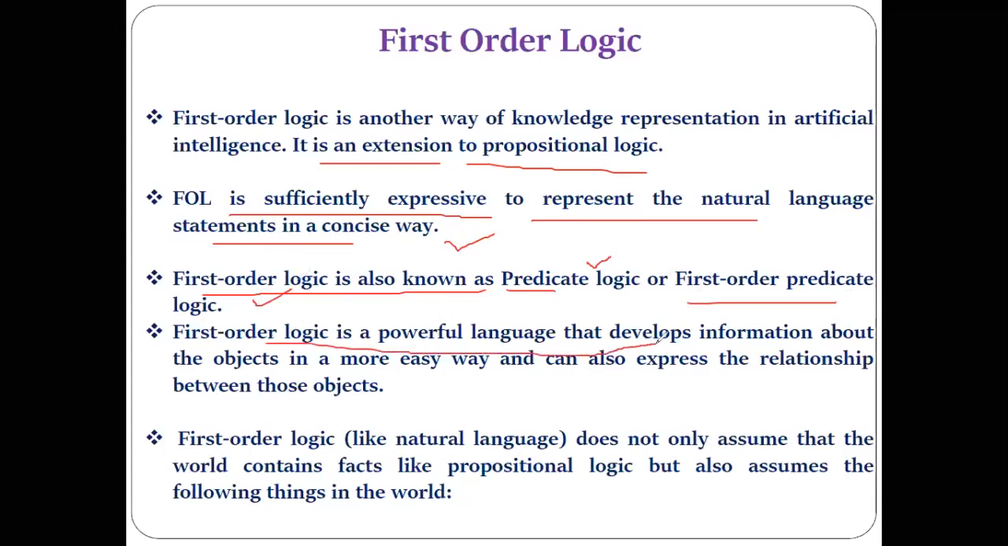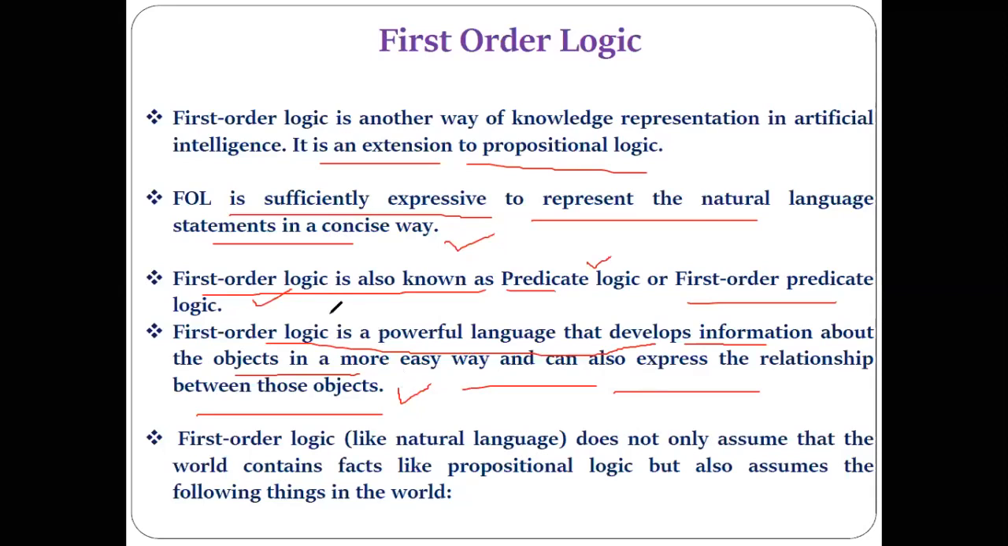FOL is a powerful language that develops information about objects in an easier way and can also express the relationship between these objects, which is not possible using proposition logic. First order logic does not only consider facts or declarative sentences in the world, but thinks that in the world there are different things present, there are objects present. We'll see what we mean by object. So FOL thinks that there are different objects present, and within those objects there are different kinds of relations.